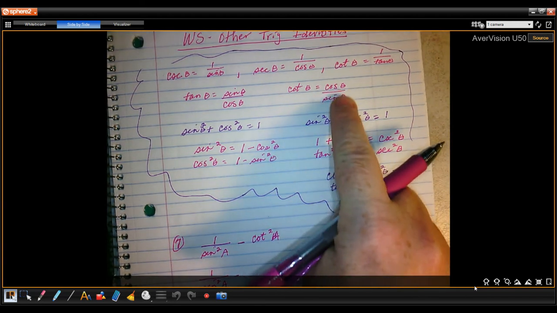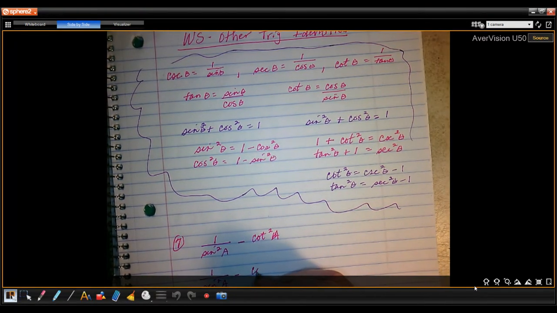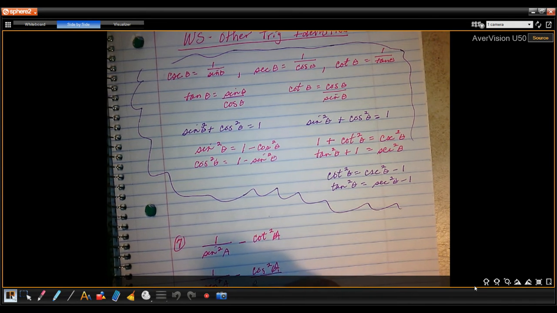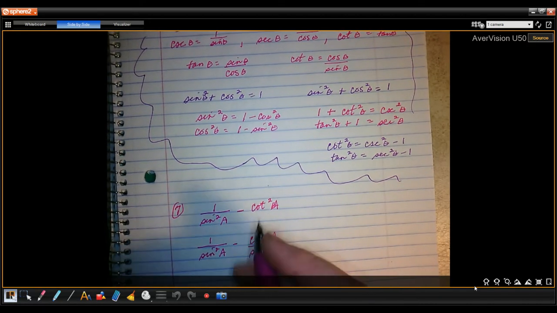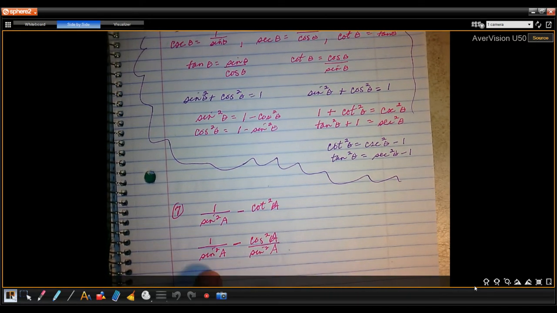Okay, cotangent squared is what? Cosine over sine. So I'm going to substitute again. So cosine theta, or A, I guess, sorry, over sine squared A. Okay. So then I go, these are two fractions. So now it's back to your algebra skills. Fractions with the same denominator, you just put them together. So it's 1 minus cosine squared A all over sine squared A.